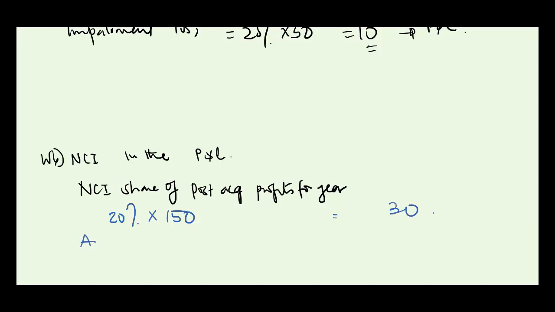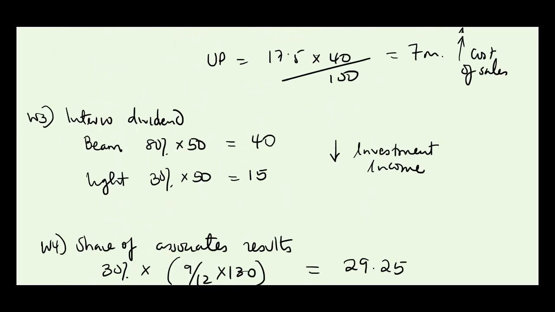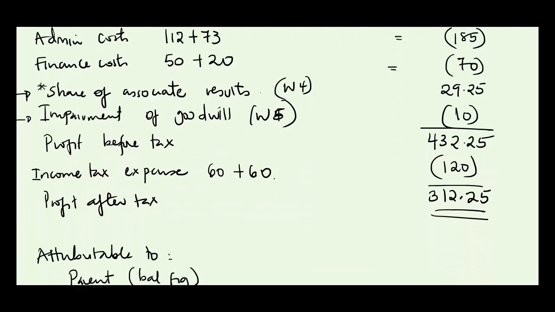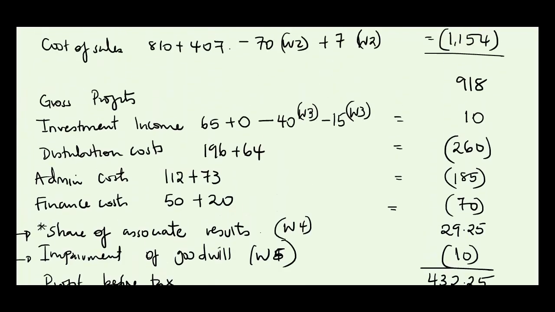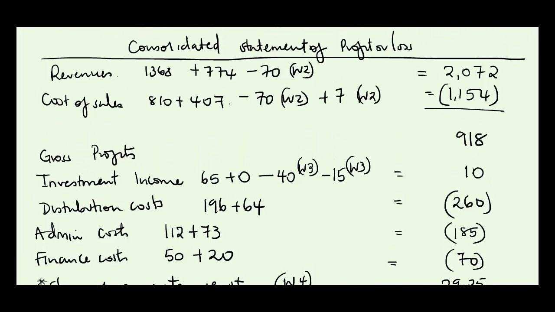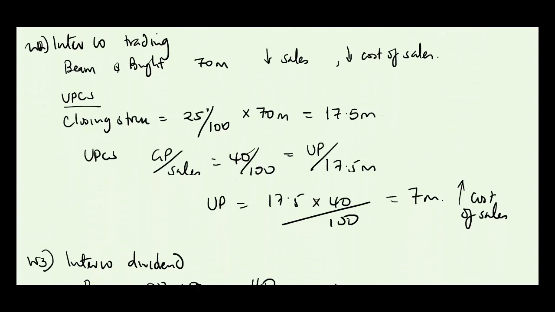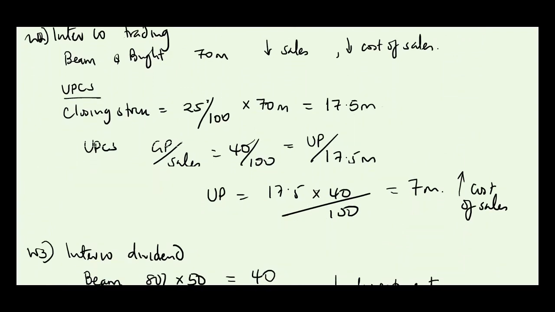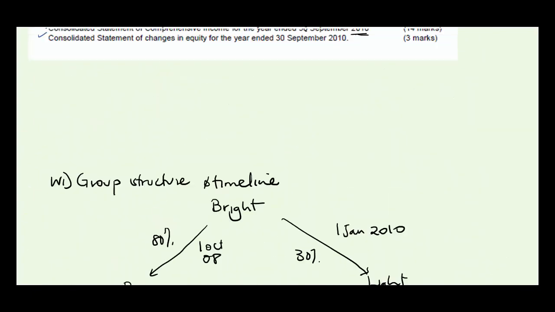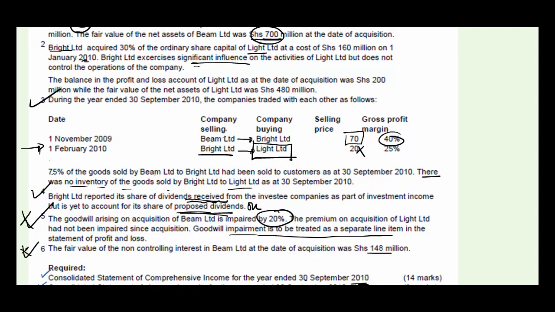Then we pass our various adjustments, and our adjustments will basically involve any numbers that affected the subsidiary, of which we take our share at 20%. And the only adjustments that happened were about unrealized profit as well as the goodwill impairment. So let's look at the unrealized profit that affected the subsidiary. Who was the seller? Beam was a selling company selling to Bright, isn't it?